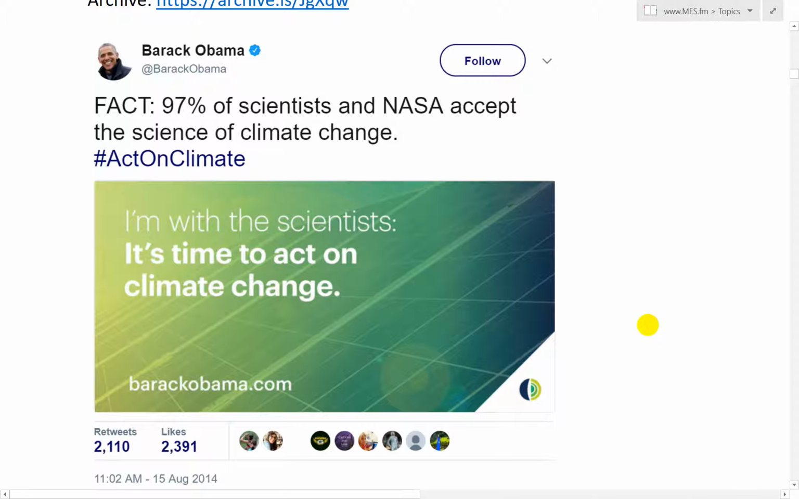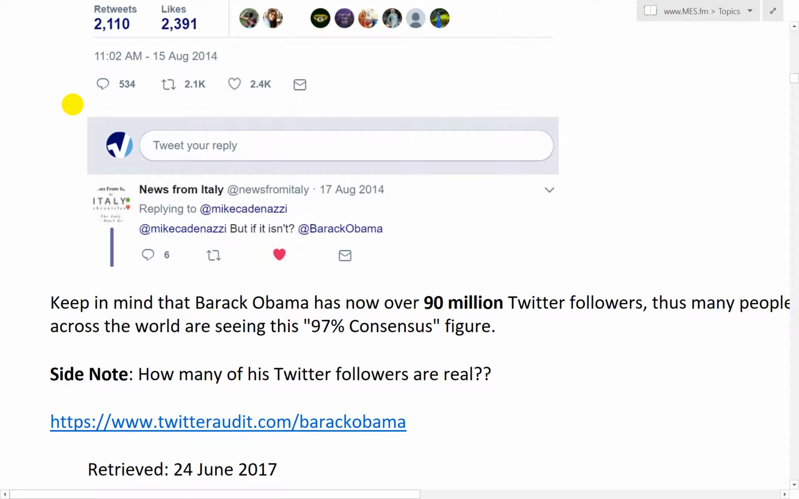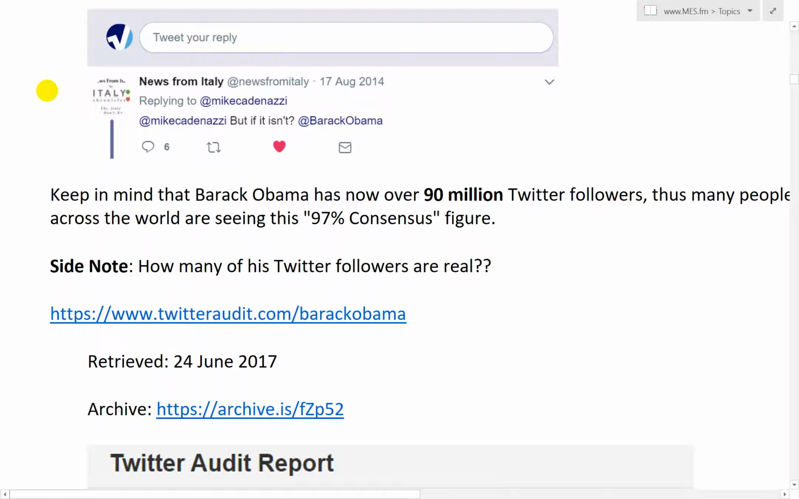Another tweet, 2014: "Fact: 97% of scientists and NASA accept the science of climate change. I'm with the scientists. It's time to act on climate change," and act, as in increase taxes. And this person tweets, "But if it isn't," which is a very good question.